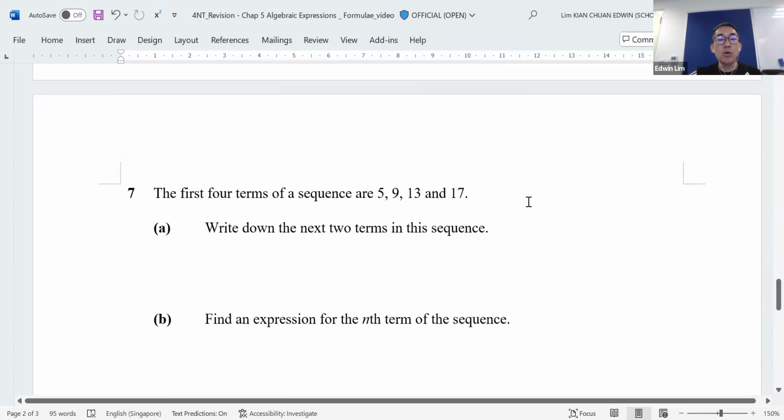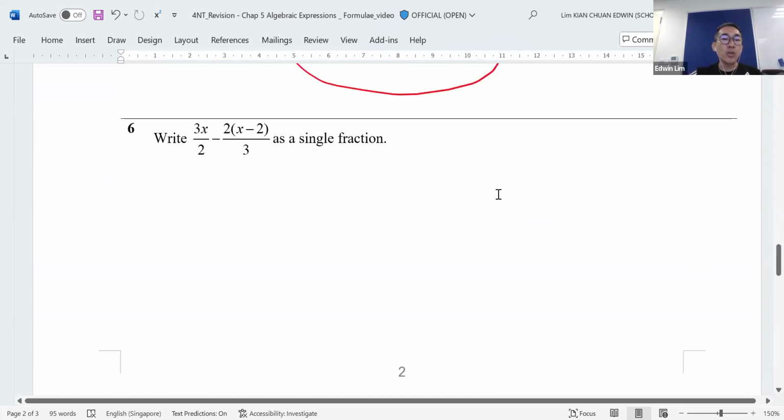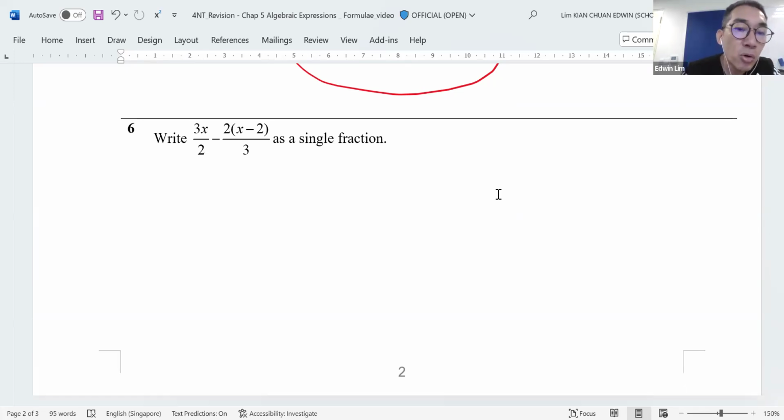Are we almost there? Two more questions to go. Question number 6. Fraction. Write 3x over 2 minus 2 bracket x minus 2 over 3 as a single fraction. First thing that you have to do, in order to put them together as a single fraction, the denominator must be the same. So times 3, times 2. I need to be fair: the bottoms times 3, the top part must also times 3.